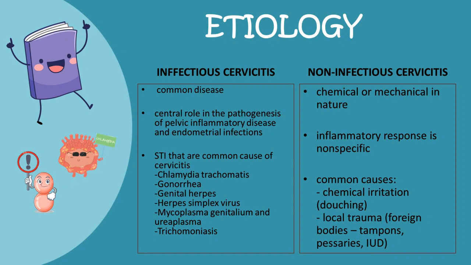Infection primarily infects the columnar epithelial cells of the endocervical glands. The most common clinically significant infectious causes of cervicitis are listed here. Gonorrhea and chlamydia are important to identify as they can be associated with pelvic inflammatory disease and long-term irreversible adverse effects such as infertility, risk of ectopic pregnancy, and chronic pelvic pain.